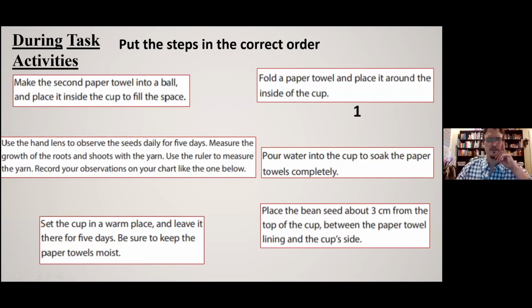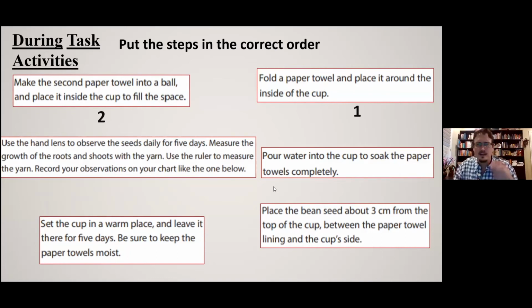What's our next step, everybody? First one was, remember, to fold the paper and place it around inside the cup. What was the second step? To make the second paper towel into a ball and place it inside the cup to fill the space. As you can see, many times I'll do 2 different activities with the same sets of instructions, because one of the most important parts of the task-based activities is that they know how to do the steps without being told.